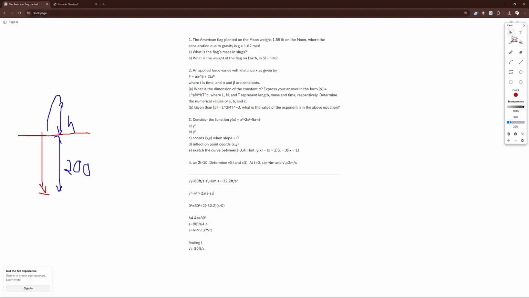It's a bug here, okay. So we have V naught is equal to 80 feet per second. We have S naught equals 0, of course. And then find S final, so S is equal to negative 200 feet, not meters. Did I write meters here? I did. That's supposed to be feet. And again, A is equal to negative 32.2, right?